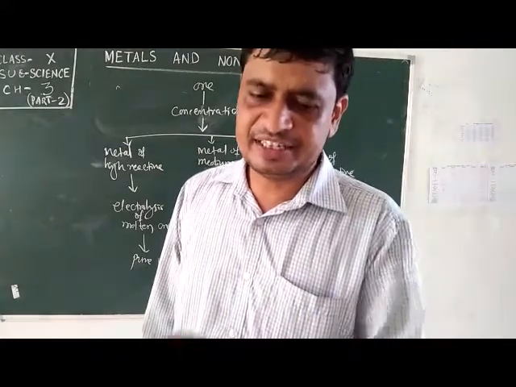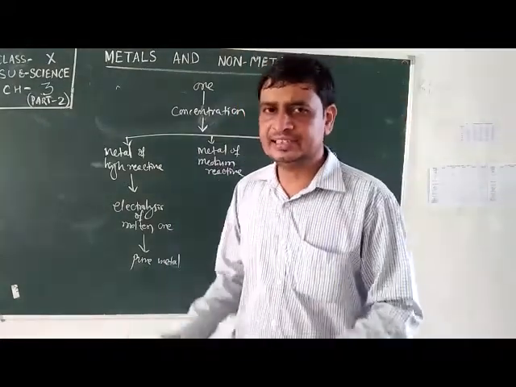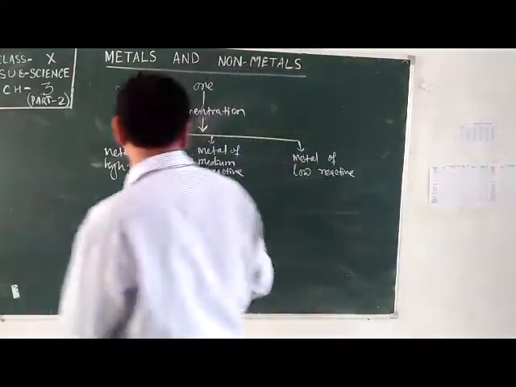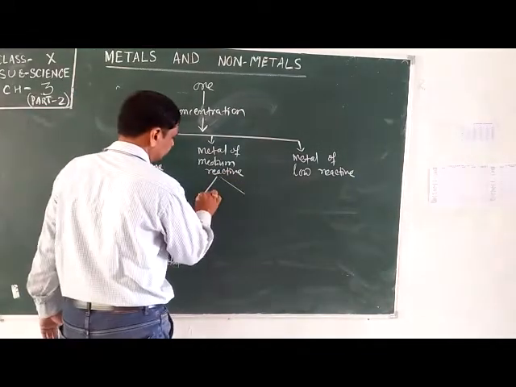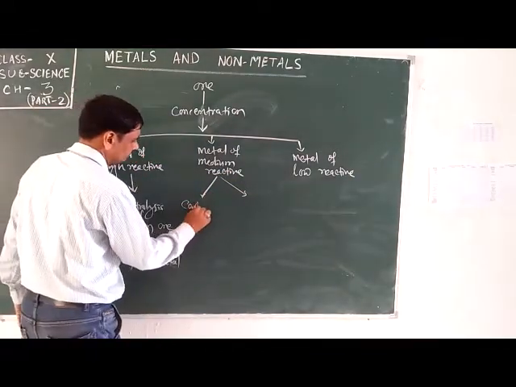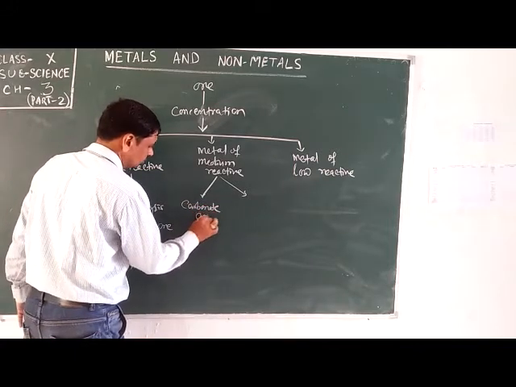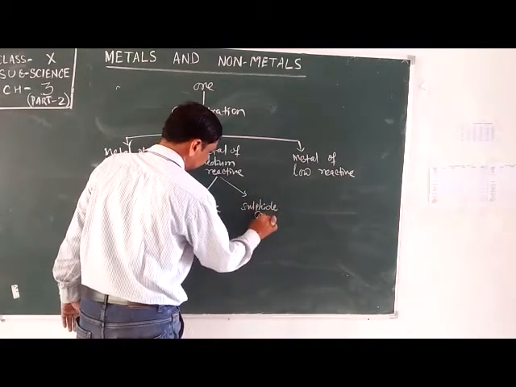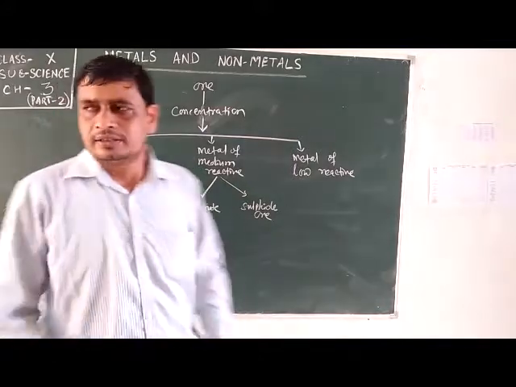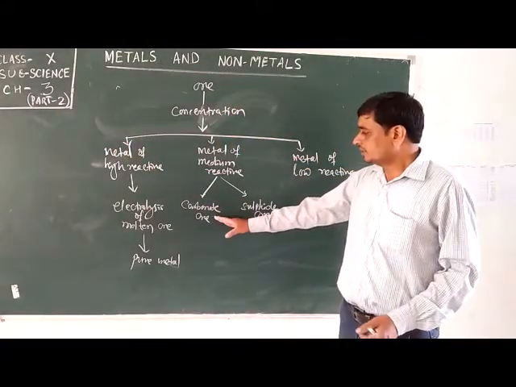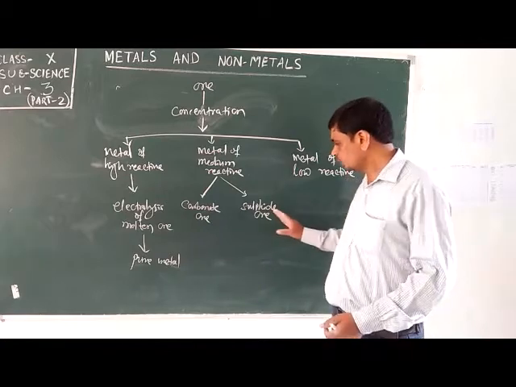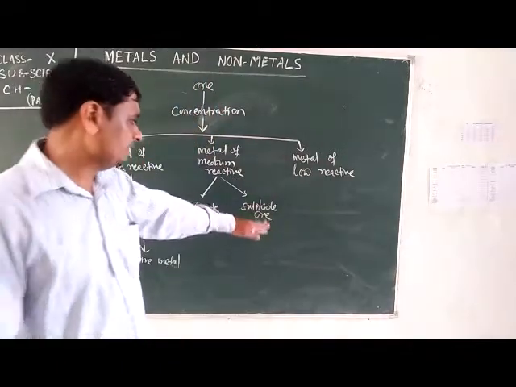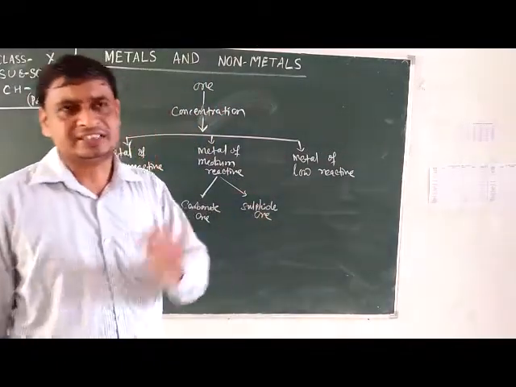If the concentrated metal is medium reactive, then we will observe whether it is in carbonate form or in sulfide form. We have to convert the carbonate ore into oxide ore and also sulfide ore into oxide ore. If it is present in either carbonate or sulfide, we have to convert that into oxide form.